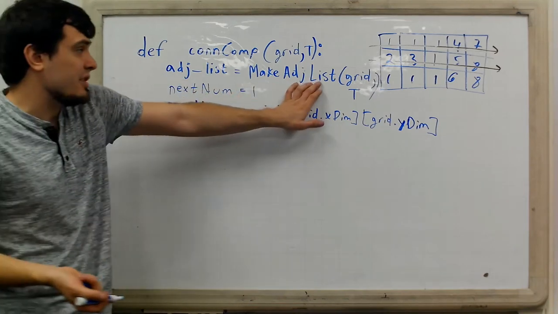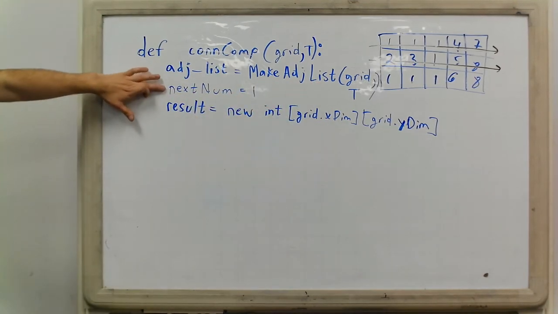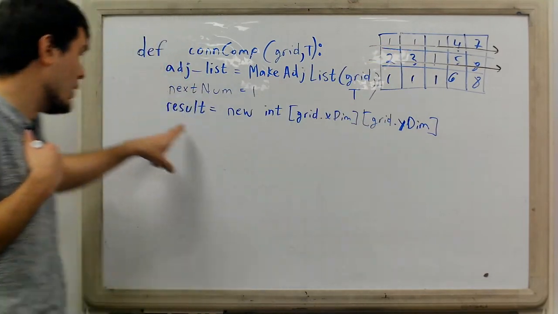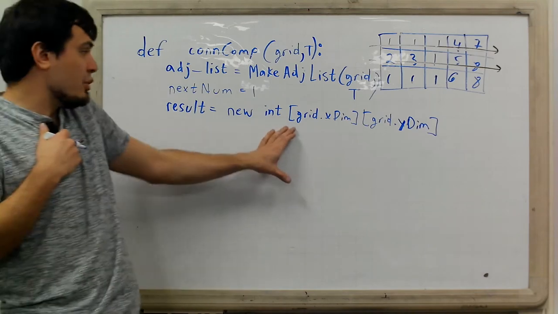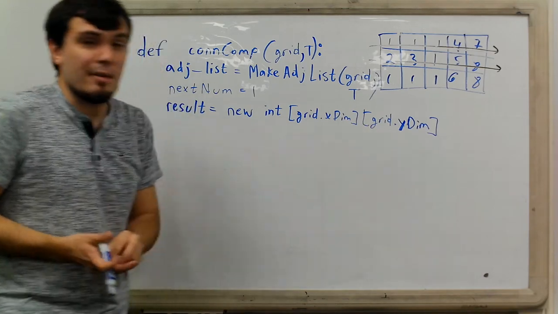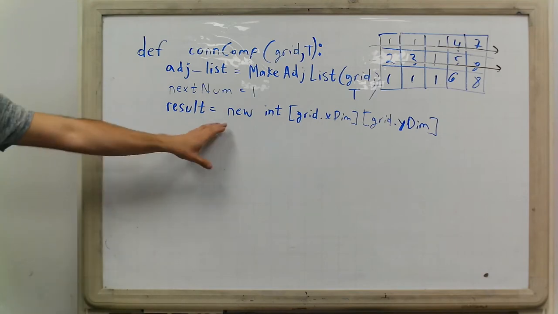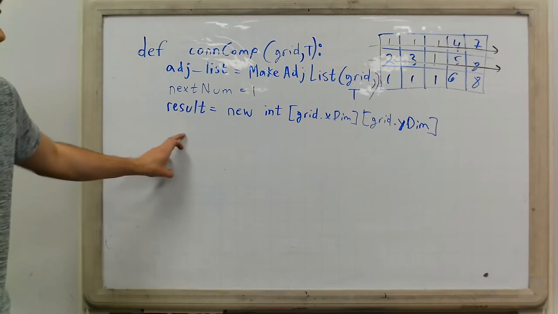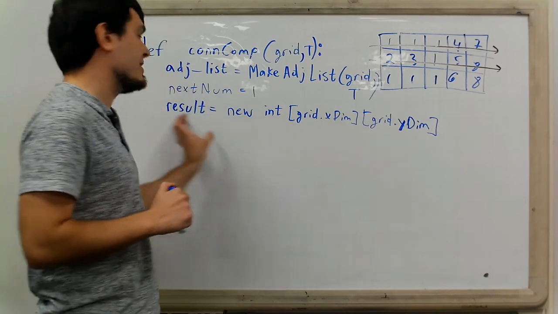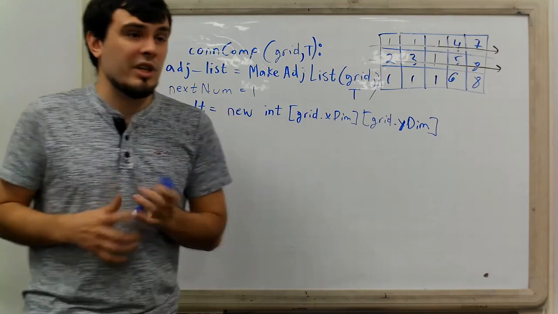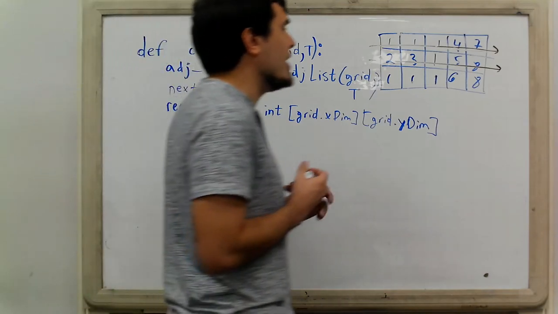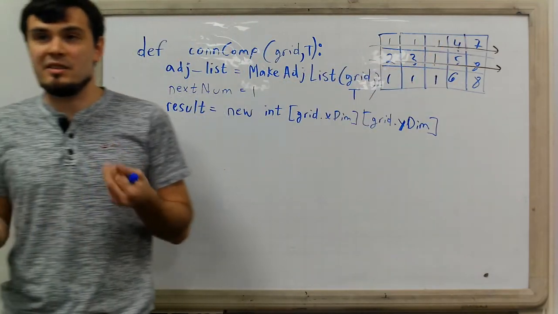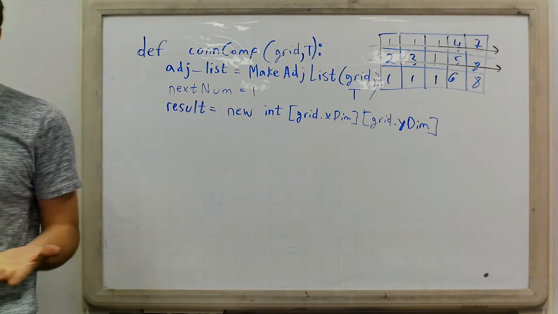So we're first going to build this adjacency list representation, then we're going to get this next number. We're just going to set it to 1 initially. That means the next component to be assigned is going to be 1. And then you have this result equals new int, and these are its dimensions. And I'm going to assume that this means that initially every cell is initialized to 0. If that's not true, then add a line here where you call a helper function that initializes everything in this to 0. Why do we need it initialized? It's important for us that the original state is all zeros, because we're going to use the fact that something is a zero to know that we have not visited it yet.